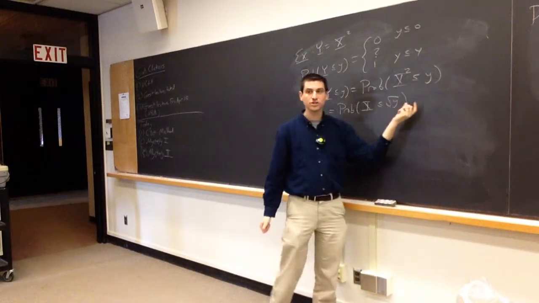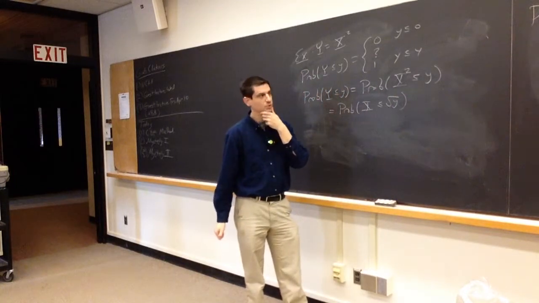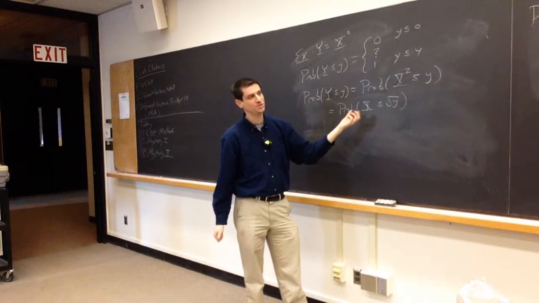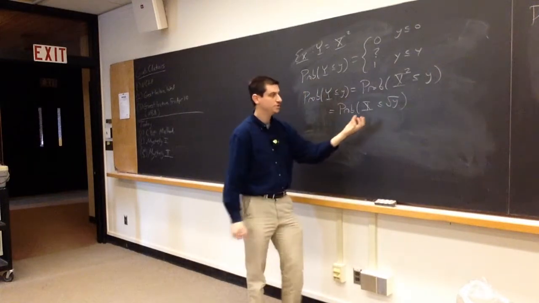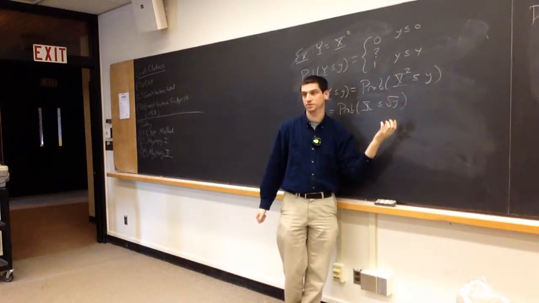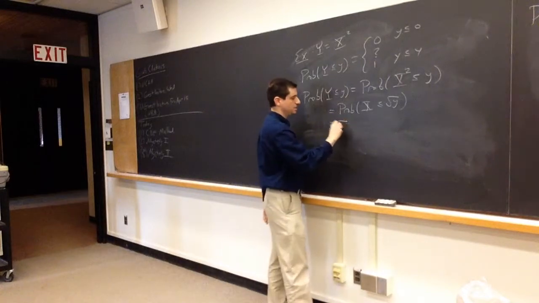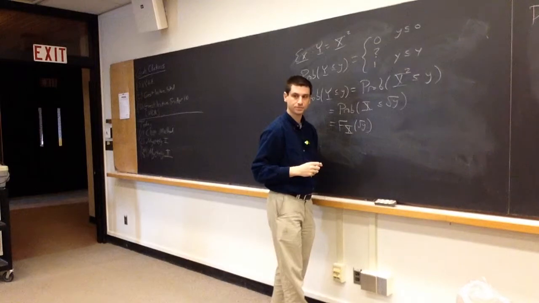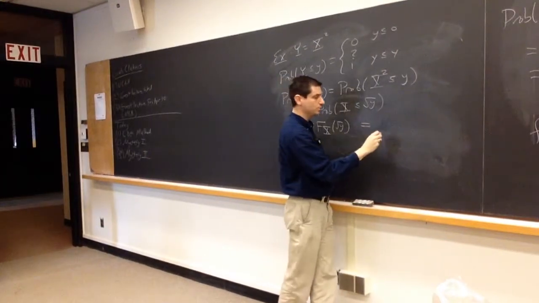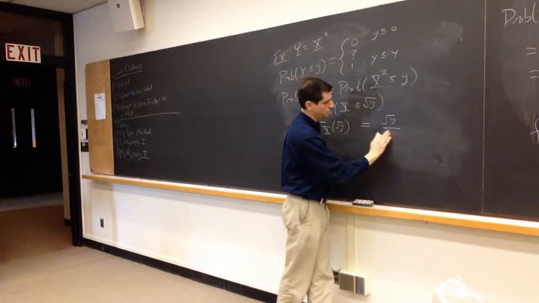Well, this is a particularly easy problem. I have a uniform distribution. It would have been much nicer if it was a uniform distribution on the interval 0, 1. It's uniform on 0, 2. So one possibility is I can actually calculate this directly. Or I can write this as F_X at square root of y. And it also equals square root of y over 2.